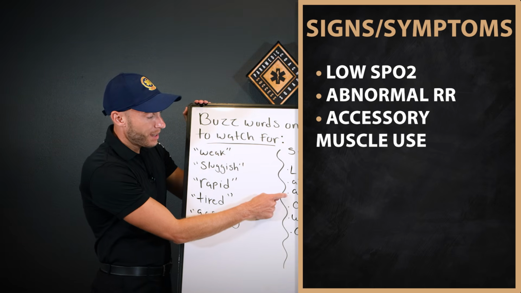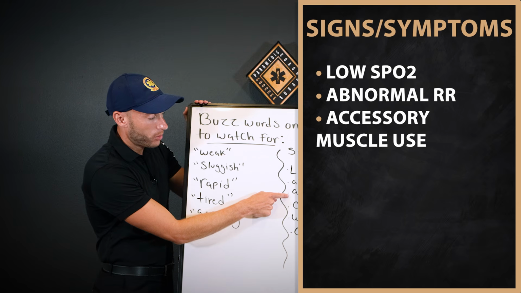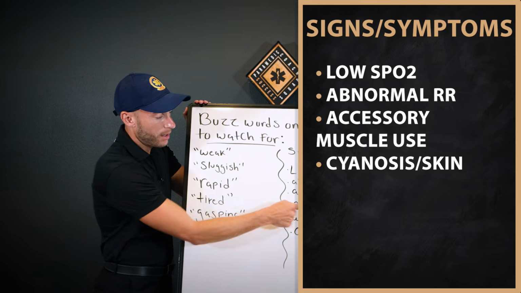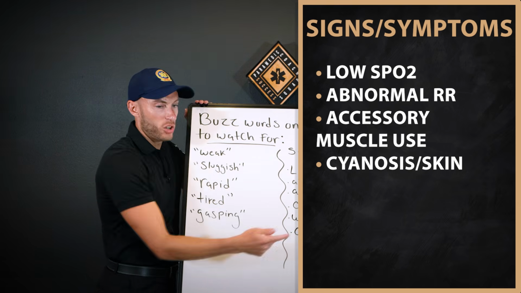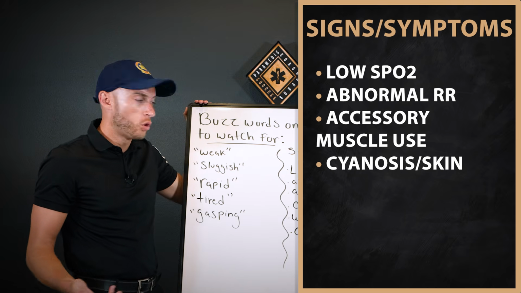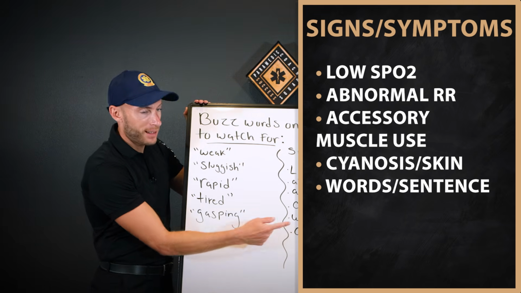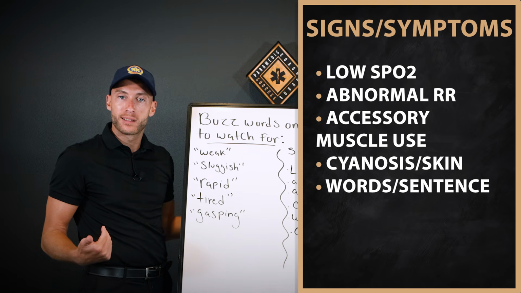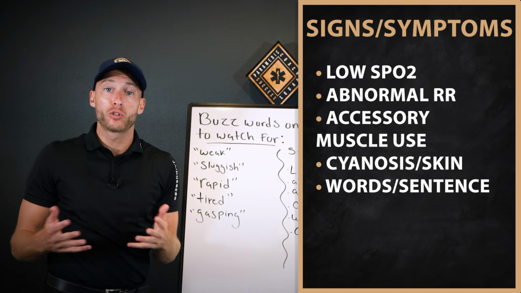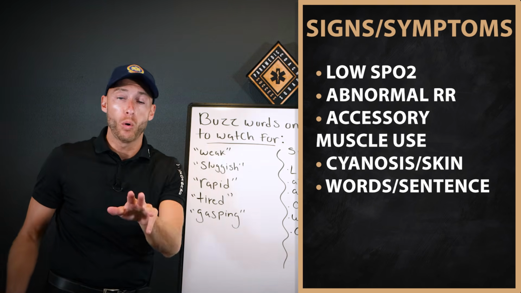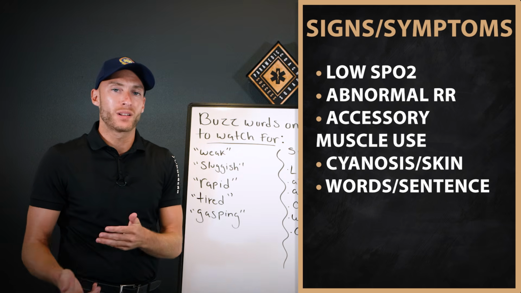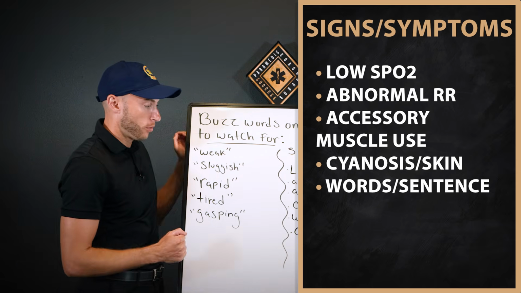Big key here: accessory muscle use, cyanosis, poor skin, could even be cool skin, cool or clammy skin, right? What is the words per sentence? Right now, I'm speaking in full sentences. Let's say the patient is unable to speak because they're so tired, or they're speaking only 1 to 2 word sentences. That's a sign we gotta look for.